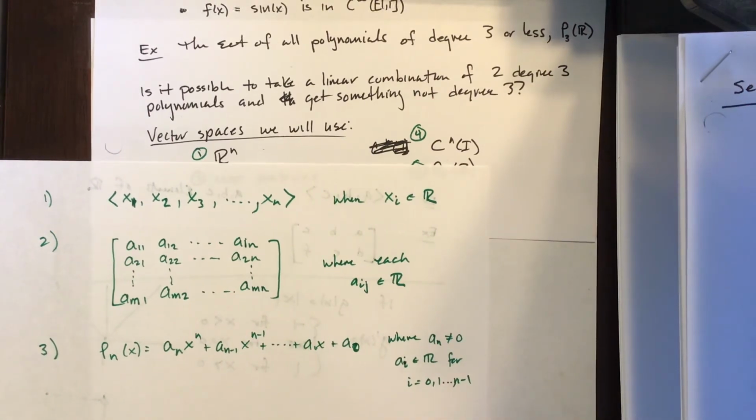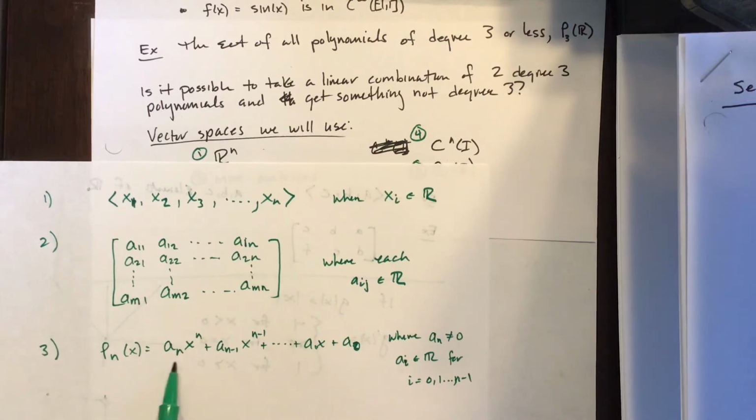Here we're drawing a distinction between each of the coefficients on x to certain powers all the way up to n minus 1 versus x to the n, because you can't have a polynomial of degree n if a_n is equal to 0, because then it's a polynomial of degree n minus 1. So we have to make sure that a_n is non-zero, but everything else can be anything it pleases.